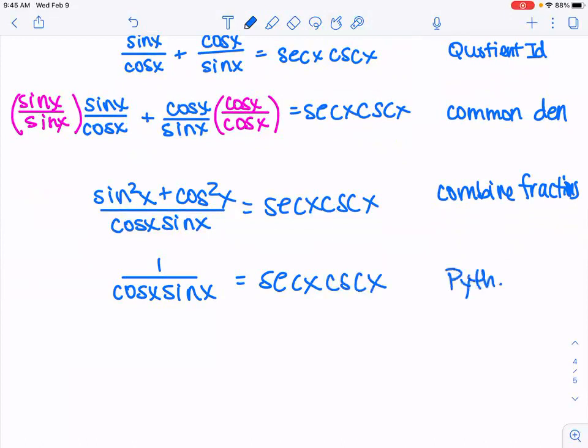So that was our Pythagorean identity, and I don't really like spelling Pythagorean, so I always like to shorten it. Now at this point, we can stick with the left side, but it's totally fine if you want to go to the right side too. I don't care. Some of you are going to want to stay on just one side.